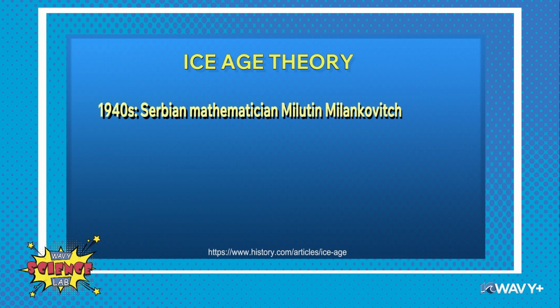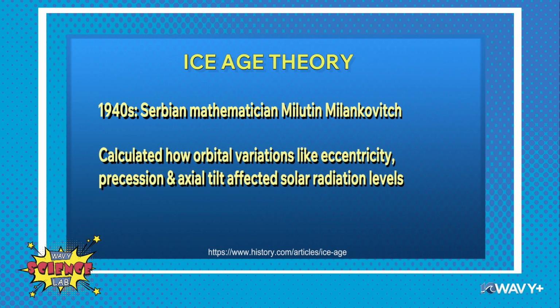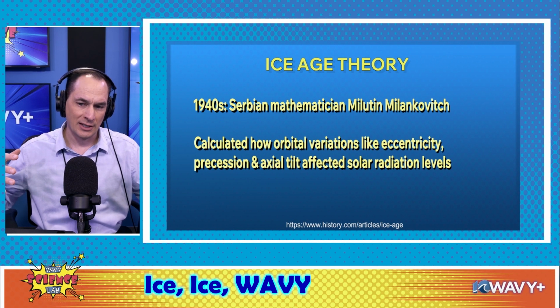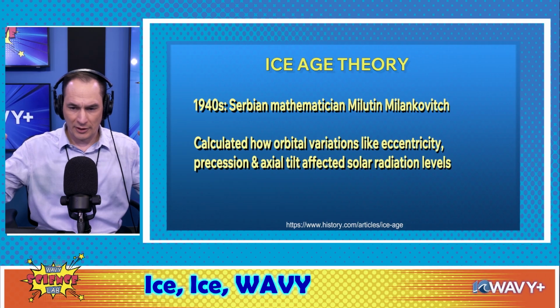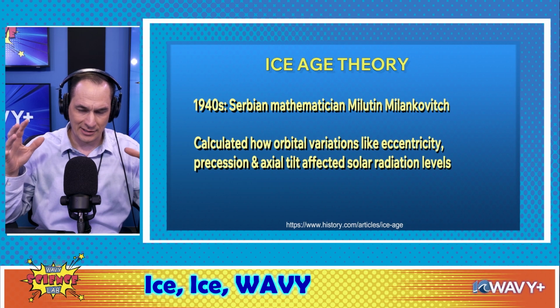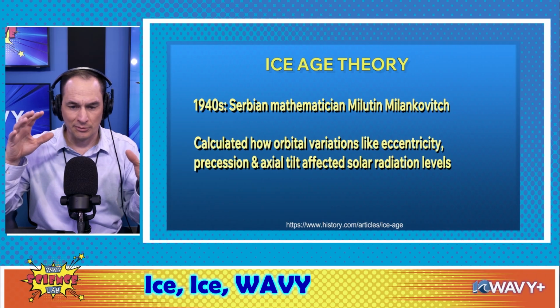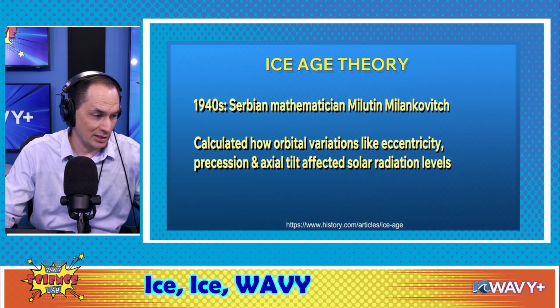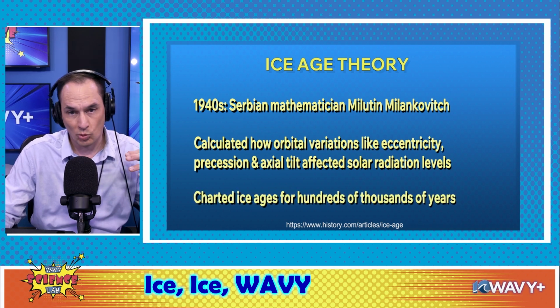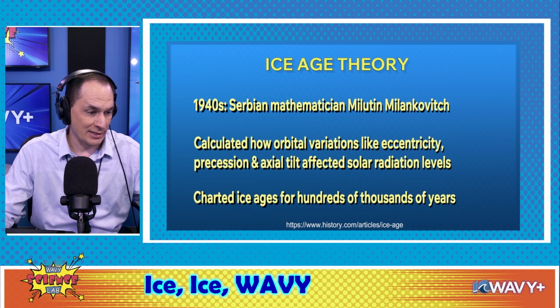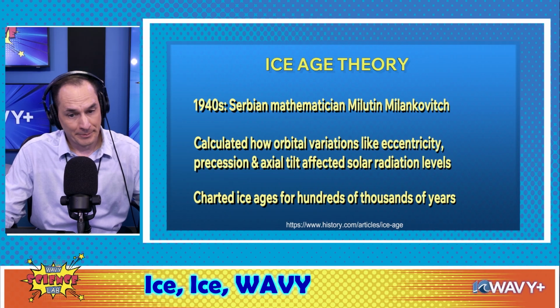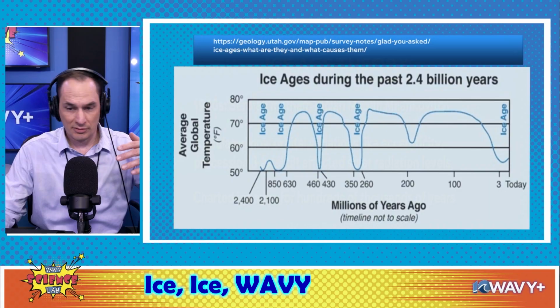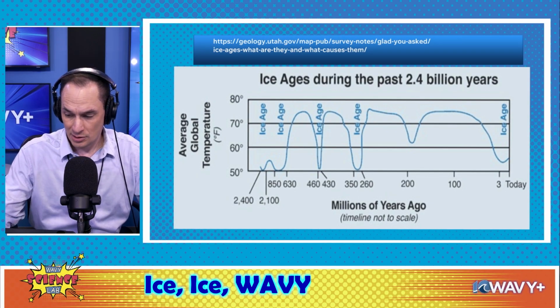And then in the 1940s, Serbian mathematician Milutin Milankovic came up with a theory, and he calculated all these different things when it came to the sun, solar activity, and orbital variations: eccentricity, precession, axial tilt, how the Earth is tilted a little bit and how that changes. He calculated that there'd be these colder and warmer periods. He charted the ice ages for hundreds of thousands of years, and then they used this and expanded it back millions of years. So we've got a lot going on here.